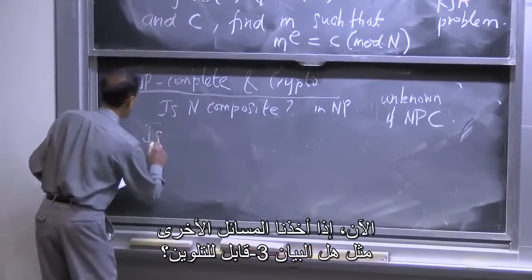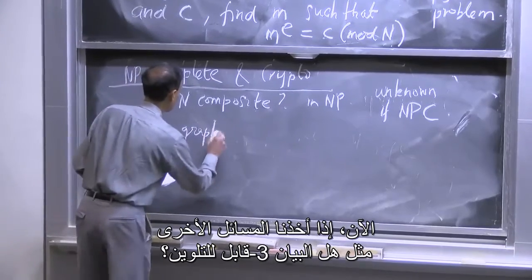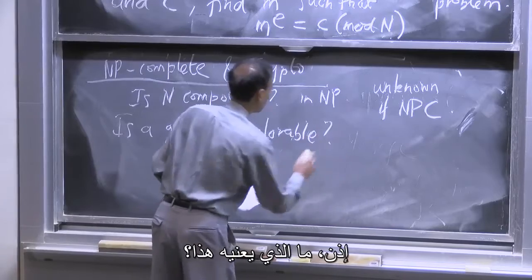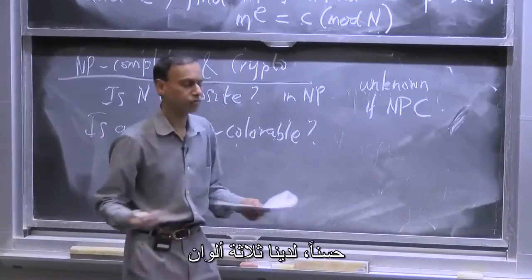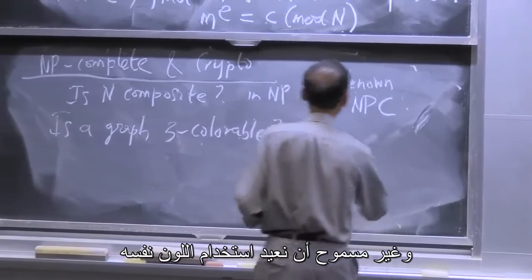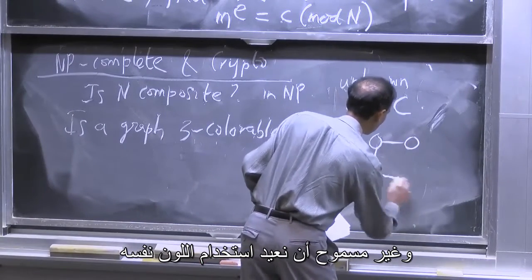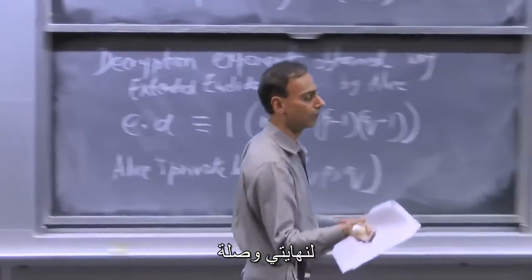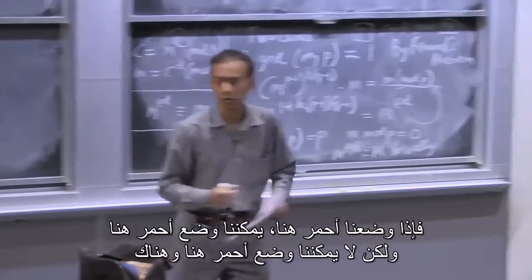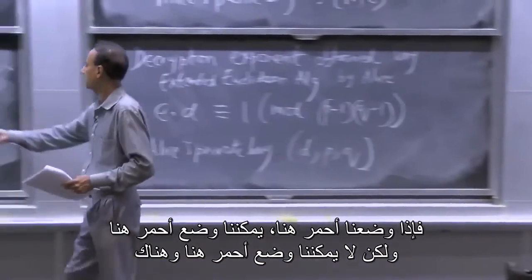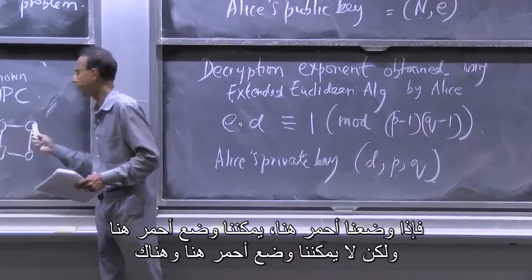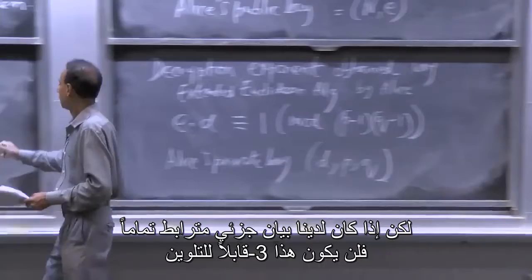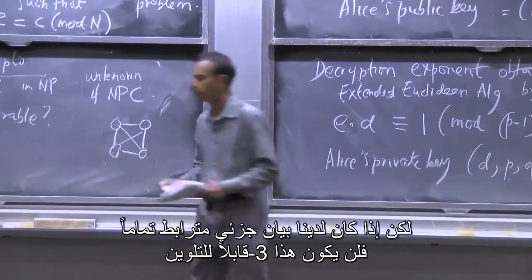Now, if you take other problems, like is a graph three-colorable? And so what does that mean? Well, you have three colors, and you're not allowed to reuse the same color on two ends of an edge. So if you put red over here, you can put red here, but you can't put red here and there, right? And so that graph is three-colorable. But if you had a clique, then this would not be three-colorable, right?